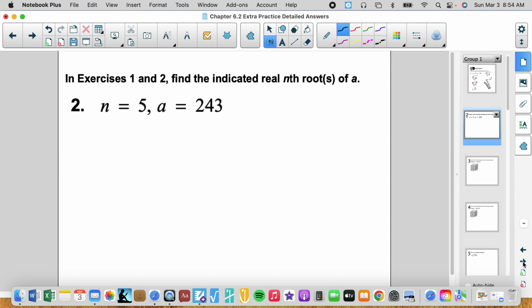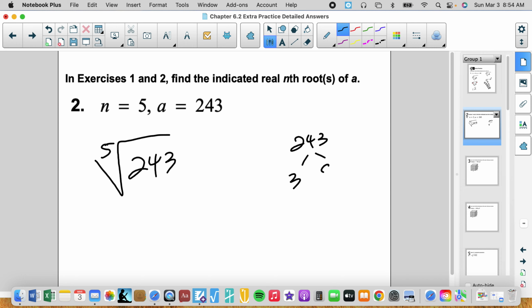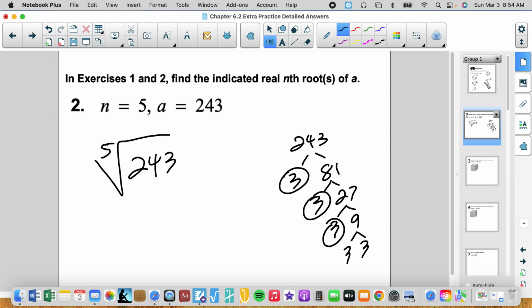So this says the fifth root of 243. Again we are going to break this into its prime factors. I'm going to divide it by 3, that's a logical one, which gives us 81. 3 is going to give us 27, 3 is going to give us 9, and 3 is going to give us 3 and 3.